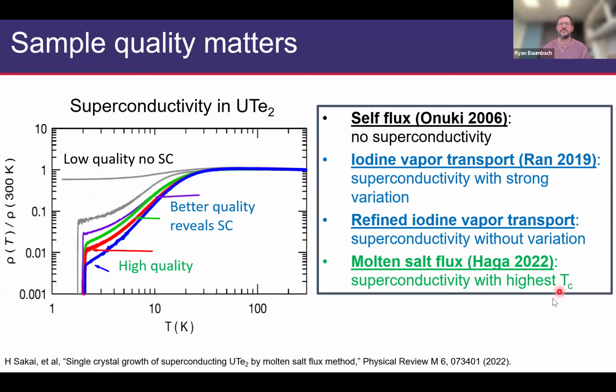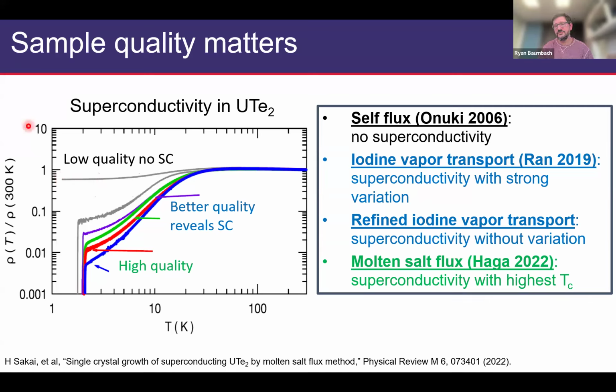Probably most people know this, but the earliest reports that I know of on this compound go back to 2006. These were relatively low quality samples that were produced in a tellurium flux. I'll talk more about flux growth in a few minutes. And as you can see, I don't know if you can see my pointer, but this upper curve here in gray has a large residual resistivity and no superconductivity.